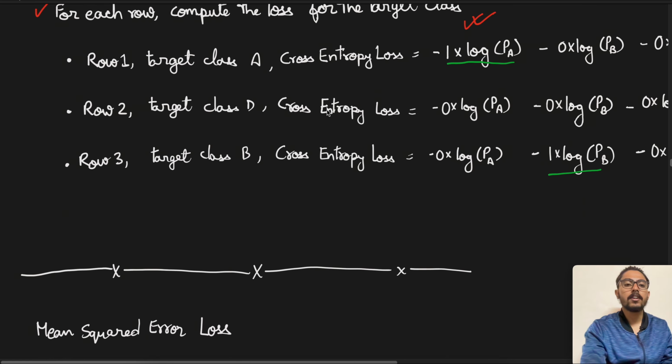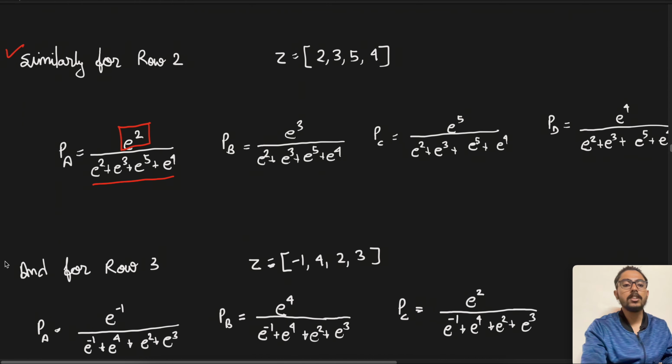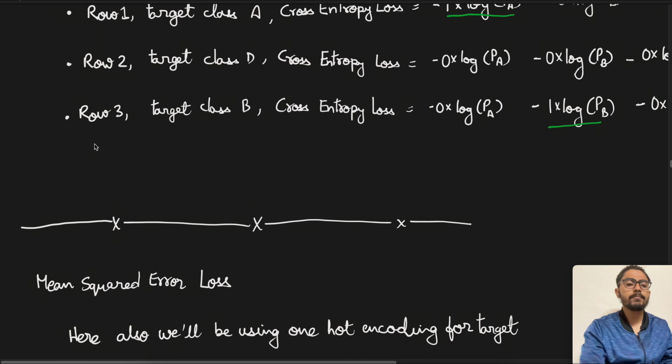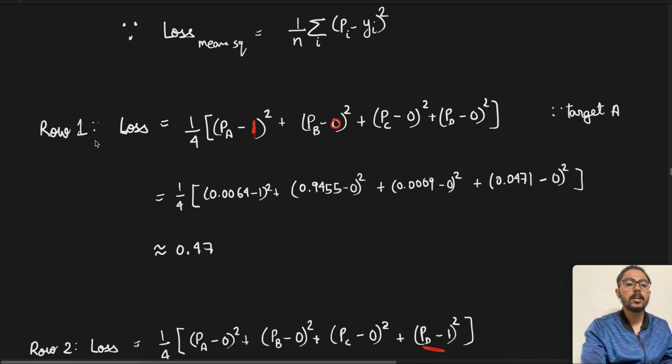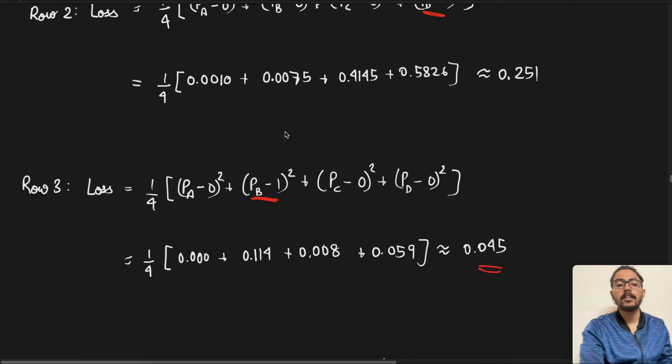So if we go above, we will find that we have made the Softmax calculations for each row separately, right? So the place where there can be errors is the value of PA, PB, PC and PD when we put it in the mean squared error loss function. Just make sure that when you are calculating for target class A, you are taking row 1, taking the value of PA from row 1 only. That being said, now we are in a good place to compare, because we have calculated the mean squared error loss for all the three target classes.